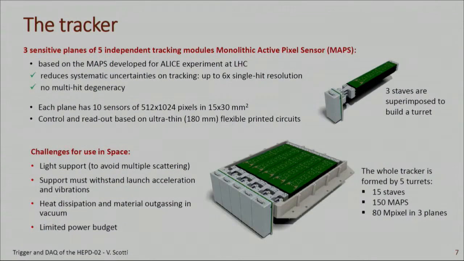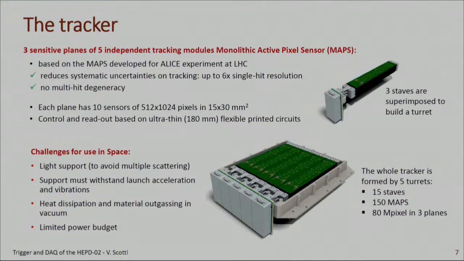The tracker is based on a monolithic active pixel sensor, and this is the main innovation compared to HPD01. We have 3 different sensitive planes and 5 independent tracking modules. The readout is based on ultra-thin flexible printed circuits. This is the first time that this kind of tracker is used in space, and of course, we had to deal with several challenges in order to make it usable in space.